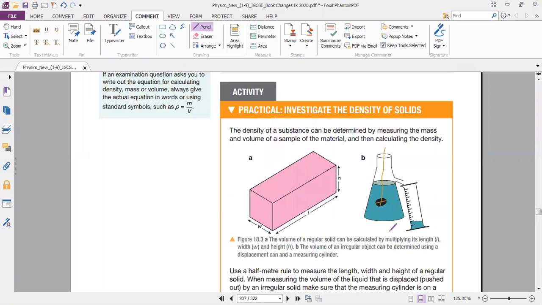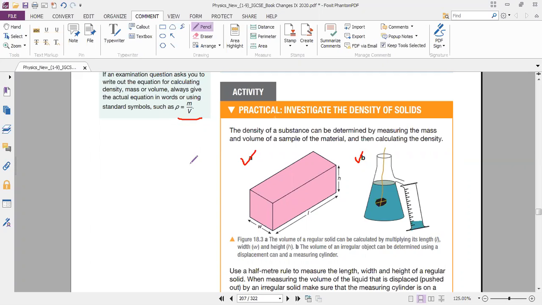Now we are here to find out the practical experiments, how to find out density of different substances, especially for regular shaped object, this one A, and for irregular shaped object, this one B. Look at this. We need to find out mass, we need to find out volume. Mass can be found by using electronic balance. You can find out mass of any object.